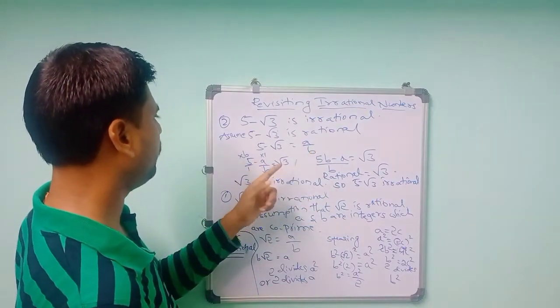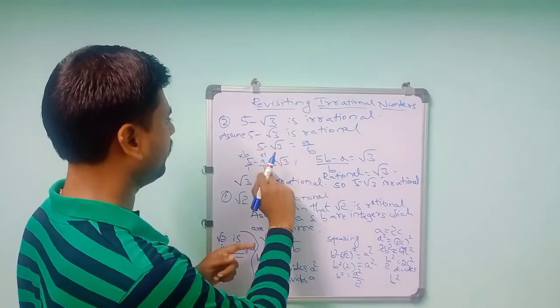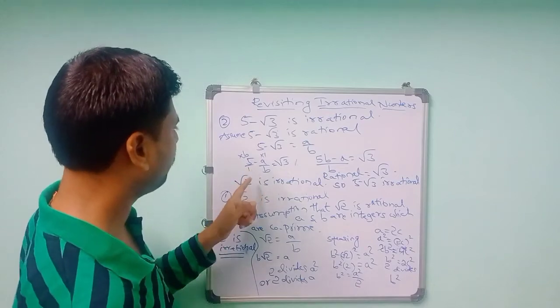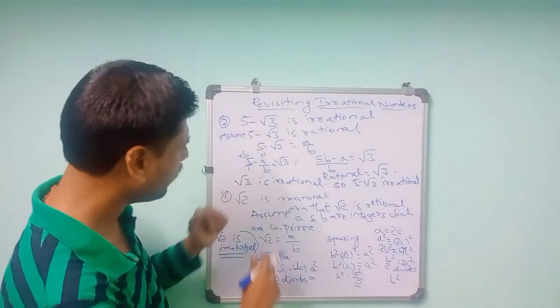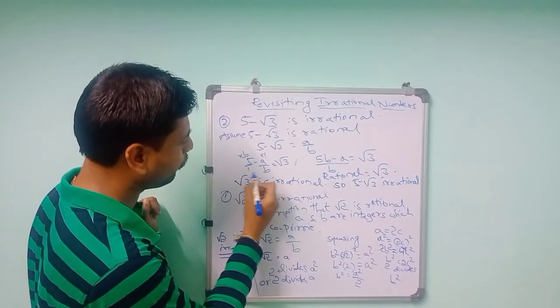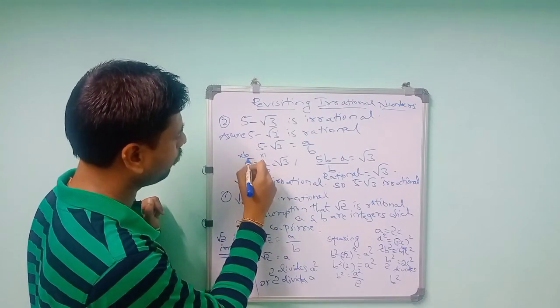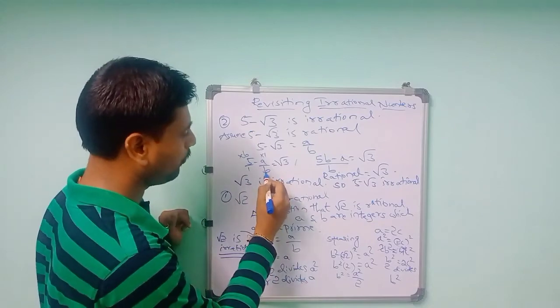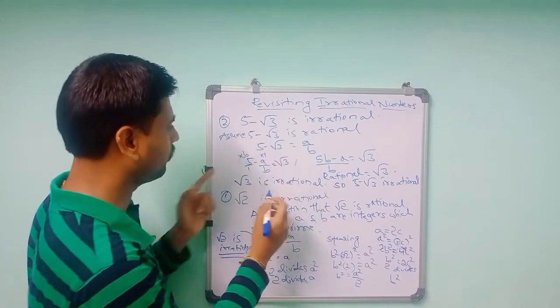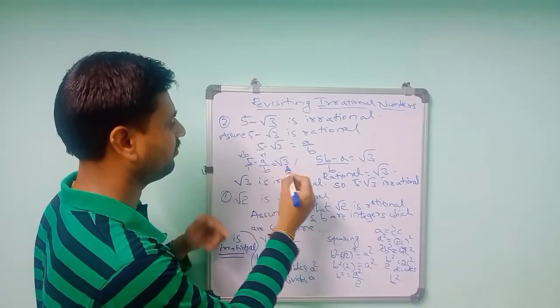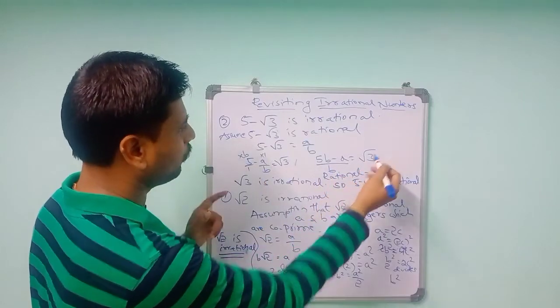And a by b, you send this side, 5 minus a by b. 1 is, nothing is there, means 1. So here, LCM will become b. So 1 is there, to multiply by b, you have to multiply by b only. So here b is there, already b is there, so you multiply by 1. So 5 into b is 5b minus a divided by LCM b, so b is equal to root 3.